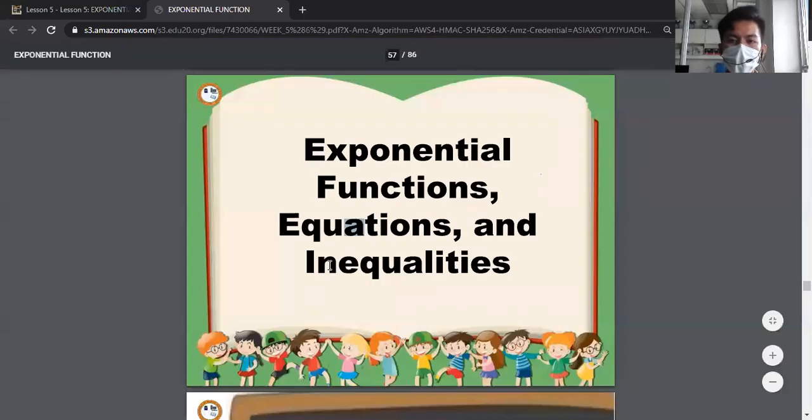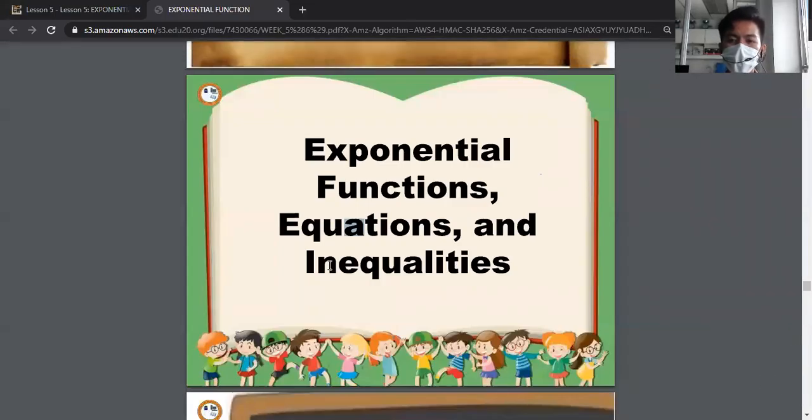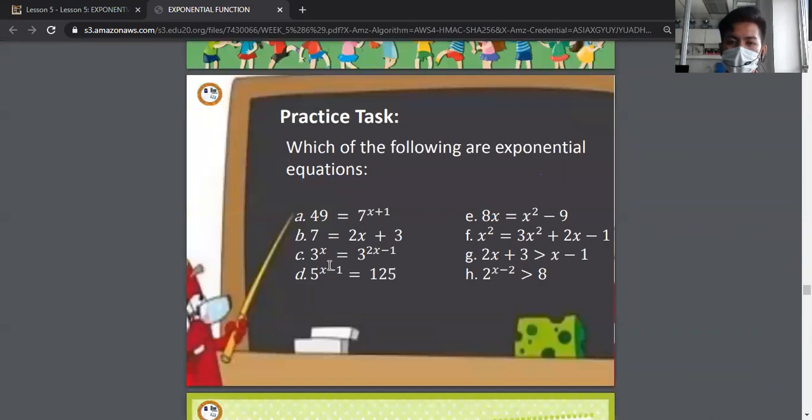So our topic for today is all about exponential function, equation, and inequalities. So practice task. Which of the following are exponential equations? A is 49 is equal to 7 raised to x plus 1, and B is 7 is equal to 2x plus 3. C is 3 raised to x is equal to 3 raised to 2x minus 1, and so on and so forth.